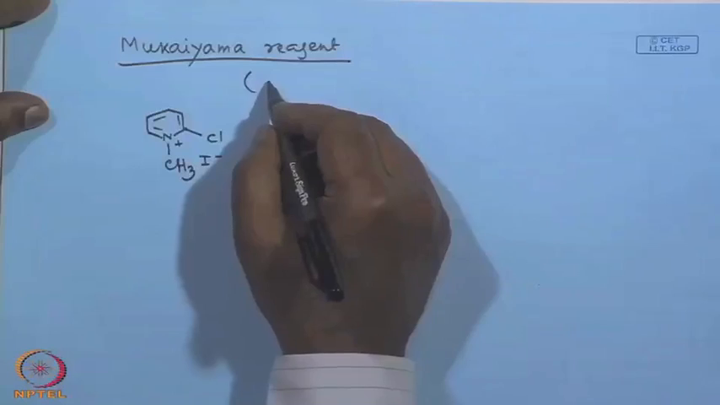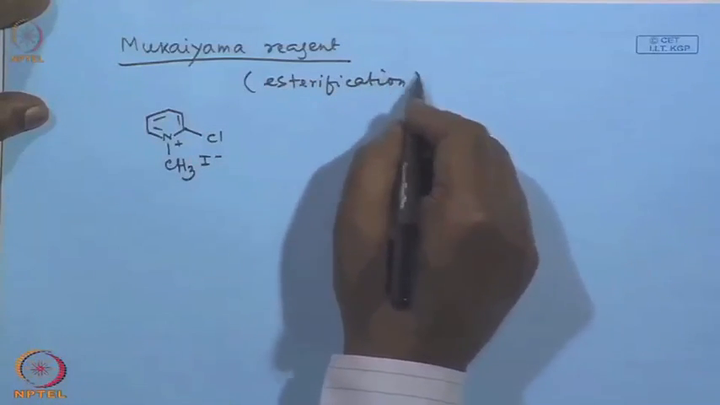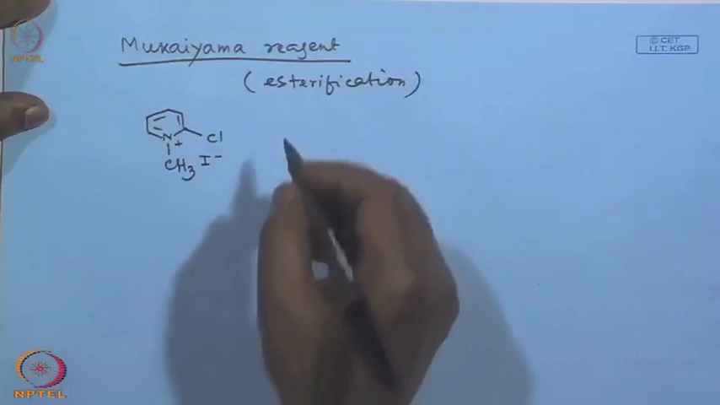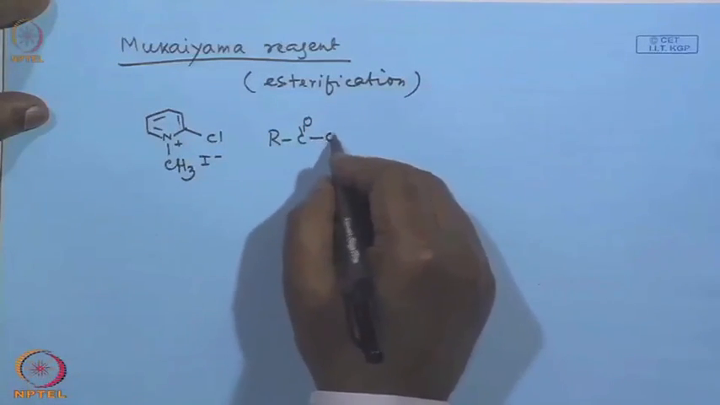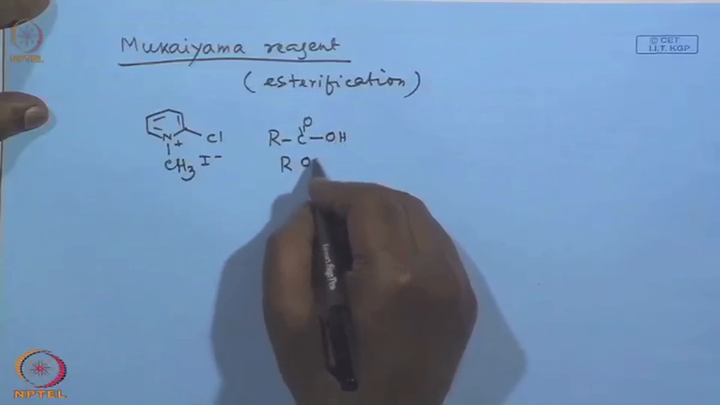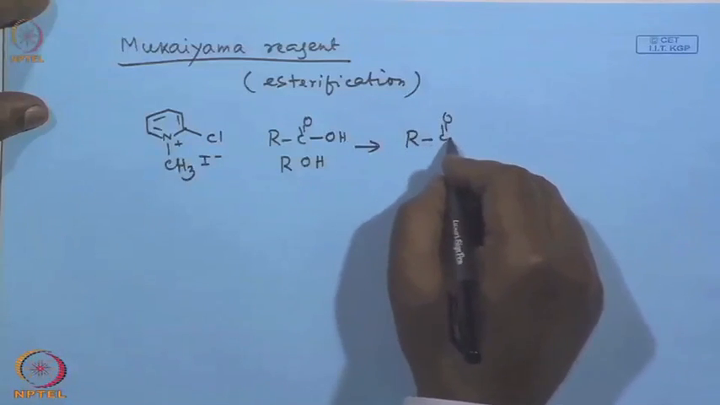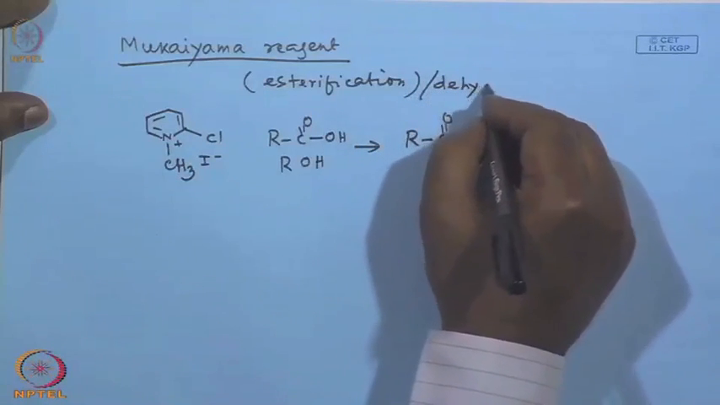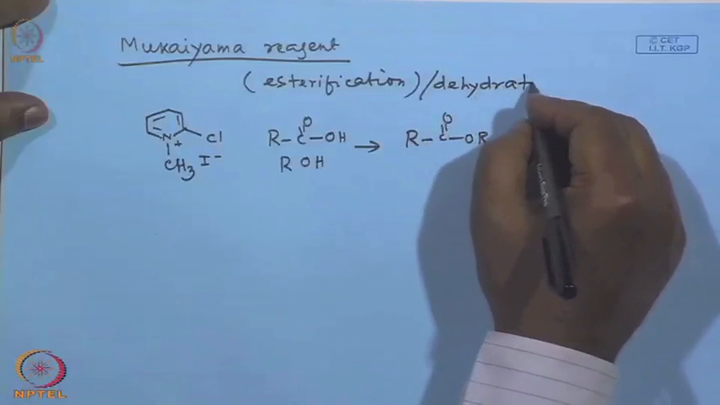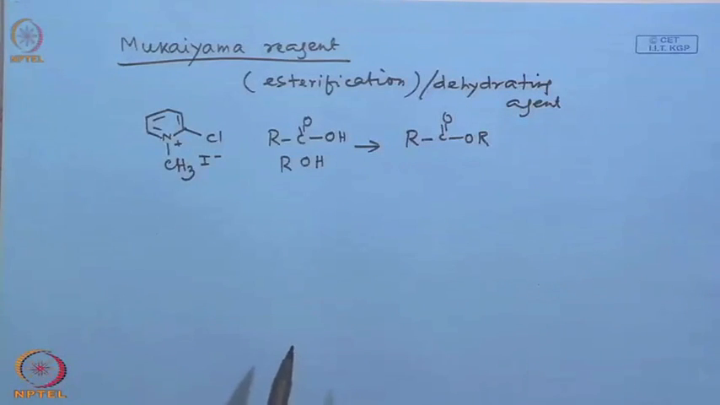That could have been an important one though, but in this case actually this is an agent for esterification. Esterification reactions. So, if you take carboxylic acid and let us say alcohol, what do you see? You get an esterification done, that is it. And also sometimes it is used as a dehydrating agent. Basically, it picks up the water, okay.